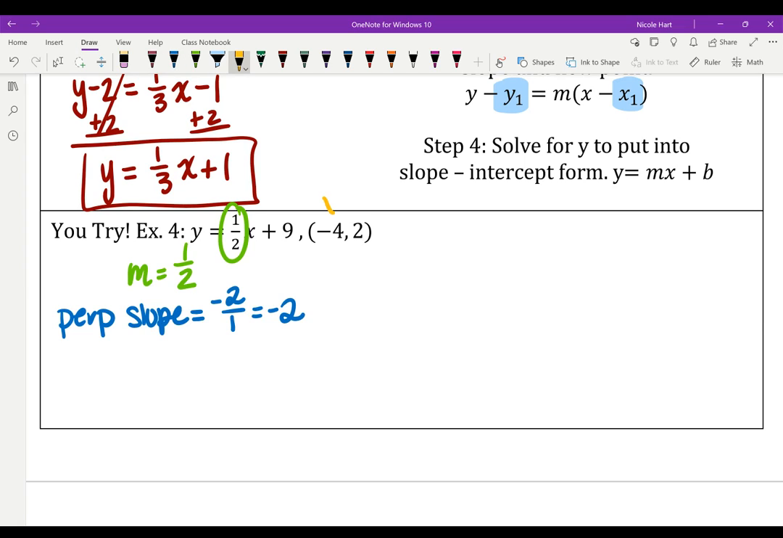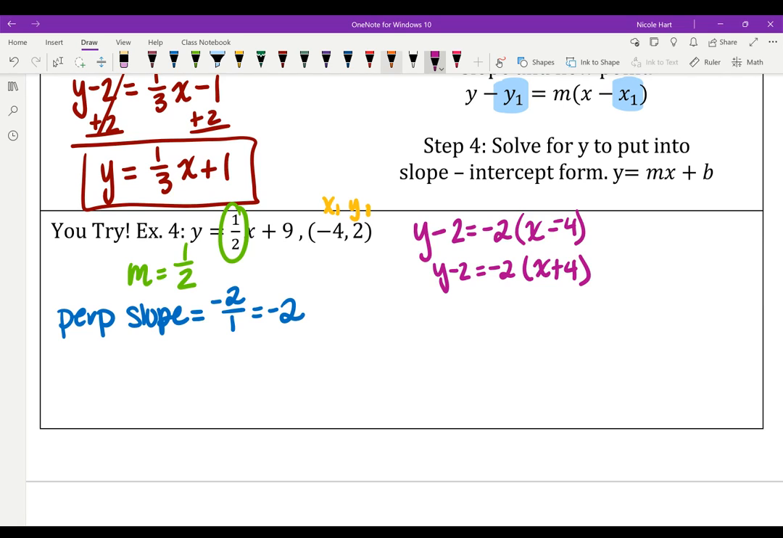We are going to go through the point negative 4, 2, that's our x1, y1. So we go to put this into our equation. y minus y1, which is 2, equals m, our perpendicular slope, negative 2, parentheses, x minus a negative 4. Now you might jump to, again, that x minus a negative 4 is x plus 4. So y minus 2 equals negative 2, parentheses, x plus 4.